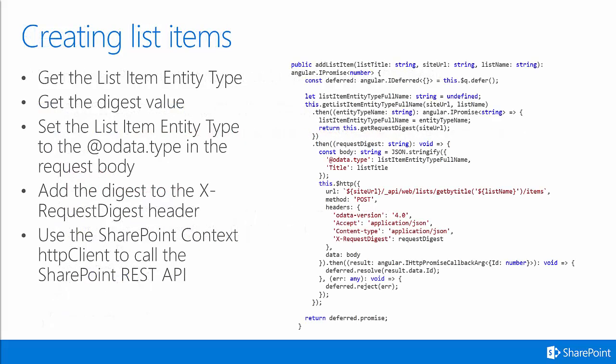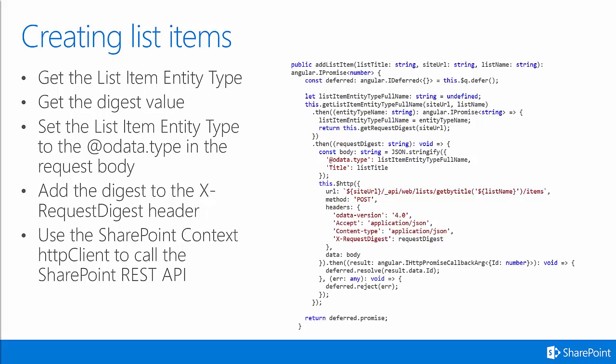Now, when you create list items or when you update list items, you're going to follow this exact same pattern. You're going to get the list item entity type, which we talked about 2 slides back. You're going to get the digest value, which we talked about 3 slides back. Then you're going to set the list item entity type to the @odata.type in the request body. You can see that here on the right.